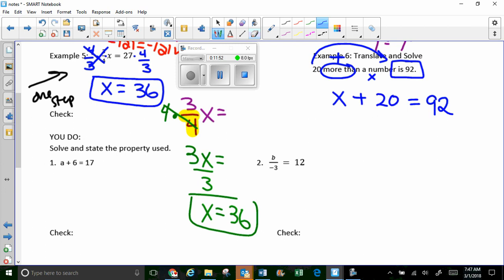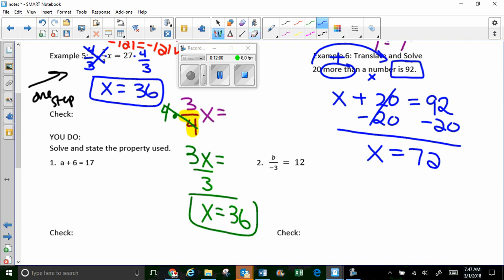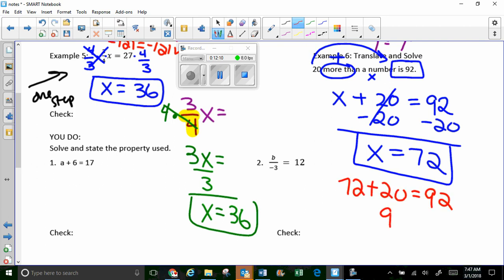And now we're just going to go ahead and solve. So subtract 20 on both sides, and you'll get x equals 72. Of course, we want to go back and check that and make sure that 72 plus 20 is really 92, and it is, 92 equals 92. We're good to go. And I totally forgot to write the properties the last couple problems.